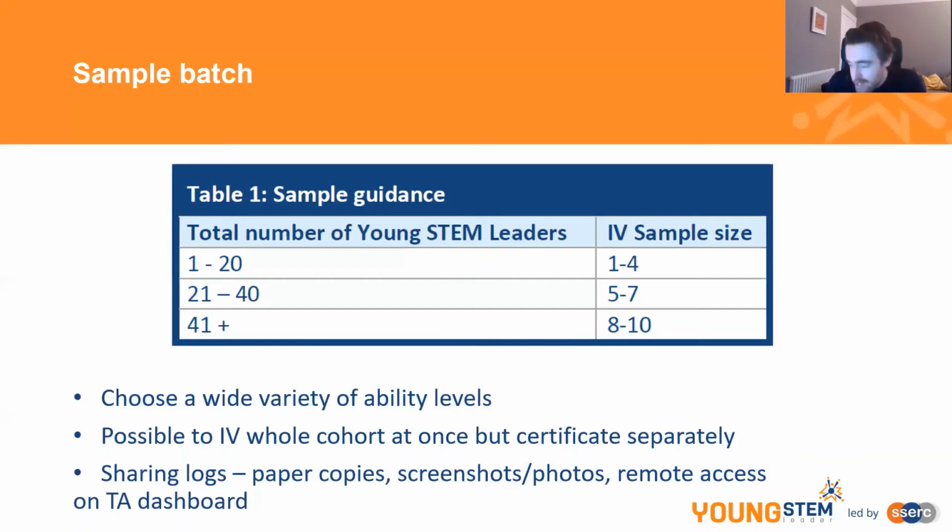It is possible to internally verify a whole cohort at once, but certificate separately. So for example, if you had 20 young STEM leaders, 10 of them had completed the program, and you wanted to get them certificated, for example, before the February break, and 10 of them were still making their way through but weren't ready for certification yet, that's absolutely fine. You can still internally verify the whole batch of young STEM leaders and certificate them separately.